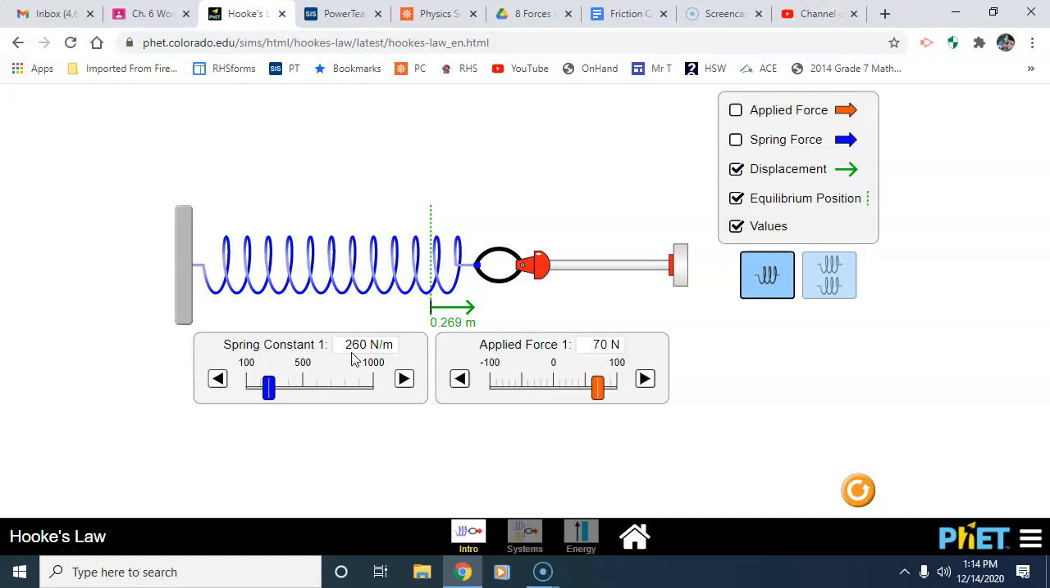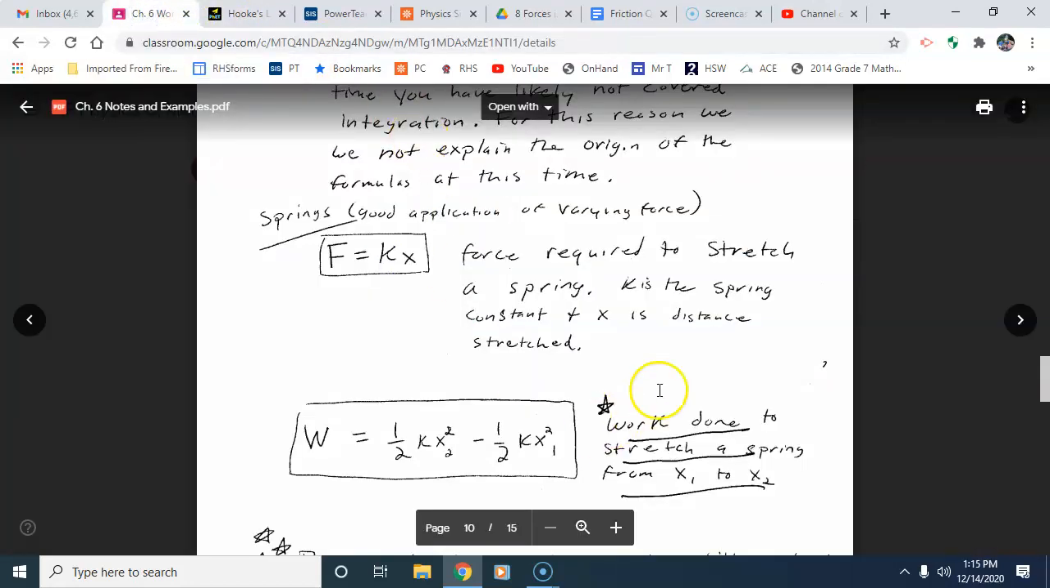So Hooke's Law is pretty simple. It just says if I multiply this displacement, whether it's a stretch or compress, it doesn't matter, times the spring constant, that should equal the force necessary to stretch it, which I could put here. It's the same one that's on the slider, 70. I could put it as a vector up here, 70 newtons. So if I simply multiply 260 times 0.269, I should get about 70 newtons. I do, 69.94, which in sig figs goes to 70 for this situation. So for the time being, there's not much more to say about Hooke's Law.